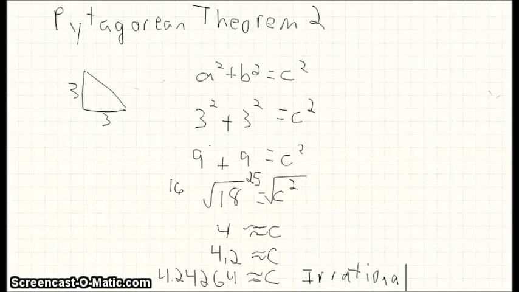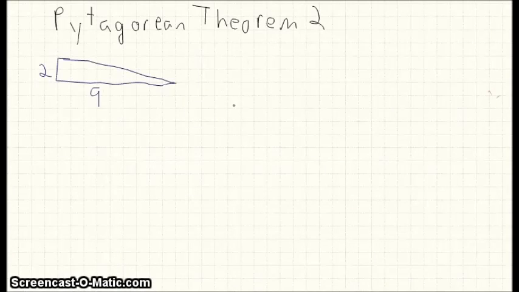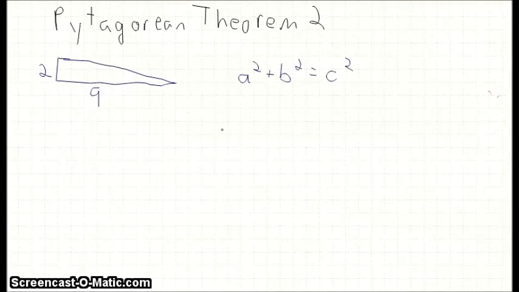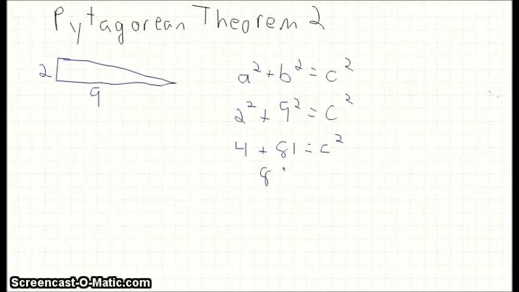So let's go over one more example. Alright, so now we got another triangle. It's a 2 by 9 triangle. So again, we're going to use the Pythagorean theorem: A squared plus B squared equals C squared. My A is 2, so I'm going to do 2 squared, plus my B is 9, so we'll do 9 squared equals C squared. 2 squared is 4, plus 9 squared is 81. And that's going to equal my C squared. 4 plus 81 is going to be 85, and that's equal to C squared.